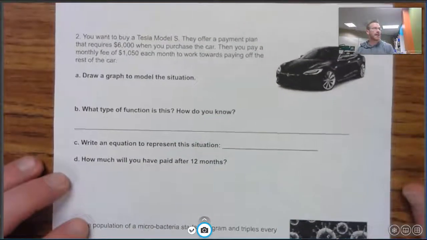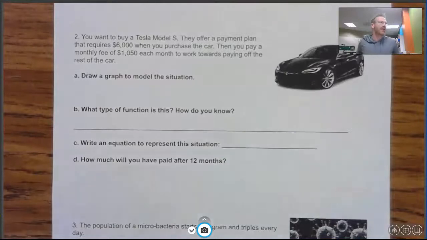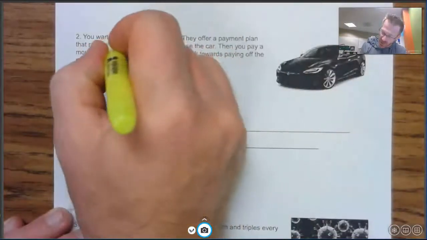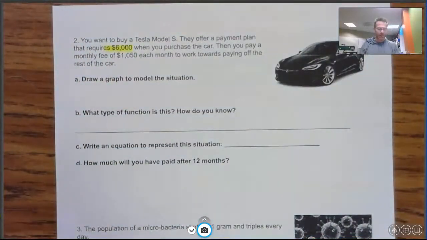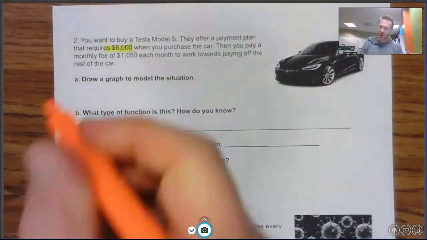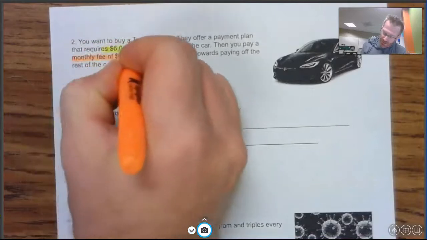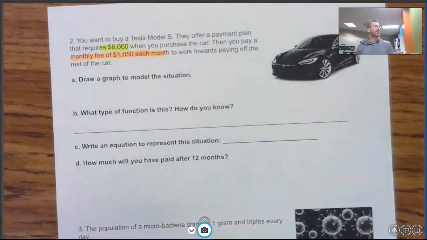You want to buy a Tesla Model S. They offer a payment plan that requires $6,000 when you purchase the car. Then you pay a monthly fee of $1,050 each month to work towards paying off the rest of your car. So draw a graph to model the situation. Let's identify some key things here. It requires $6,000 when you purchase, and then a monthly fee of $1,050. A monthly fee.